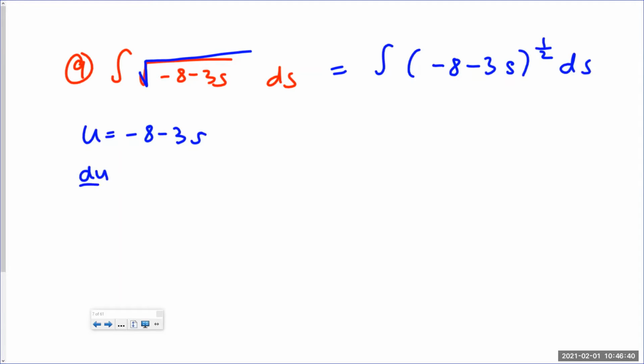You take the derivative of that. This is a du ds now instead of the du dx. So I think that derivative is just negative 3. Did you guys get that? Okay, so then I divide both sides, or I cross multiply basically is what I'm doing.